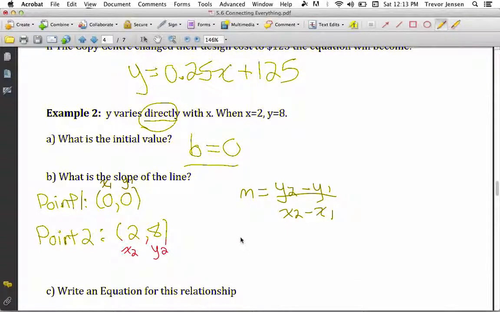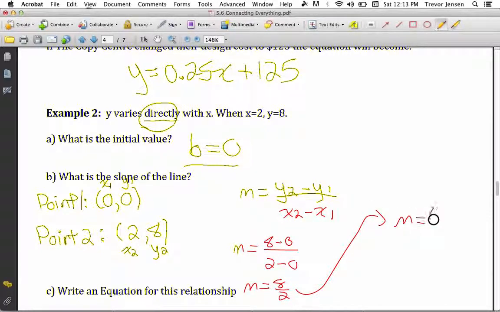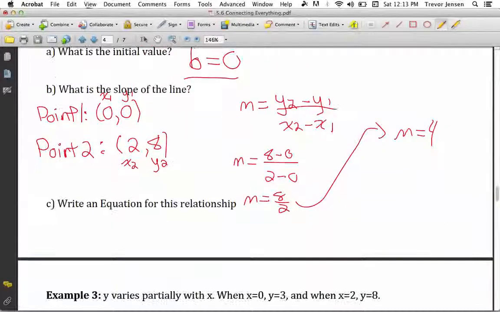Let's plug those into our formula. We'll figure out the slope equals the second y minus the first y, so 8 minus 0, divided by the second x minus the first x, 2 minus 0. And that will give us 8 over 2. I'll continue this up here. 8 divided by 2 is 4, so my slope is 4. If I want to write an equation, I know it's y equals mx plus b, so y equals 4x, so my m value is 4, plus my b value is 0, plus 0.